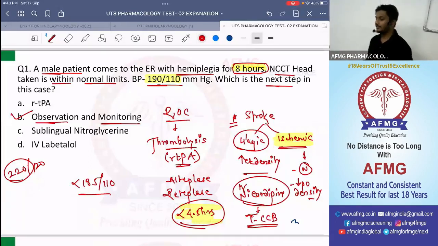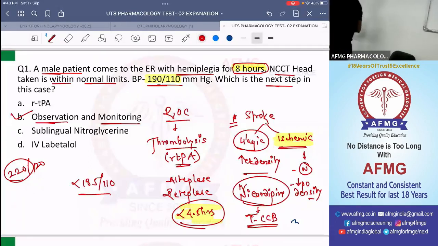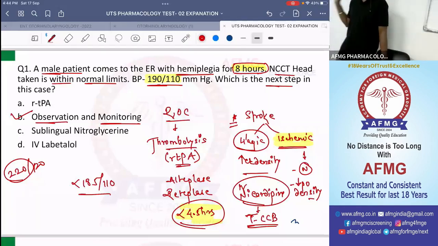ठीक है. So अगर the patient presented to me within 4.5 hours of symptom onset in case of ischemic stroke, then my answer would be thrombolysis, that is recombinant tissue plasminogen activator. ठीक है? If the 4.5 hour limit is exceeded, the time limit is exceeded, then I will go for observation and monitoring. Here it has surpassed. Here the patient is presented to you after 8 hours of symptom onset. Therefore, you will go for observation and monitoring.